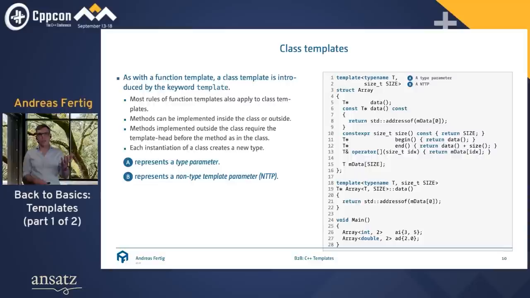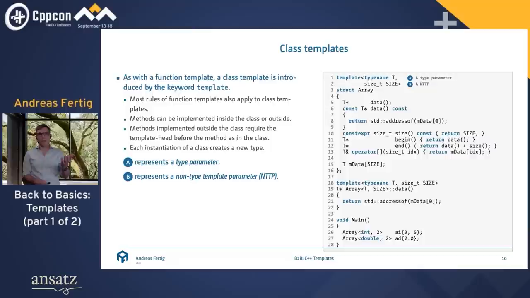It, for example, has the two methods data. One is const, the other one is non-const, and what they are doing is returning a pointer to the first element of the mData field, which you find below in line number 15. That's the member, or field, of this array. It's of size Size, so the compiler fills in the size we are specifying for it, and it's of type T. That's another thing we are specifying for this class template.